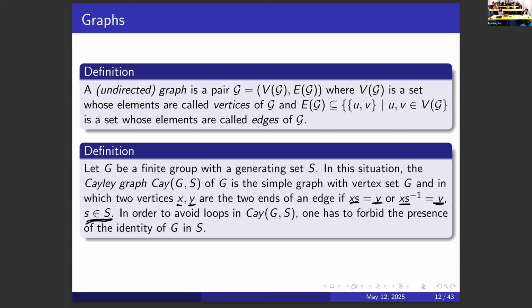And so here I wrote, if you have two vertices, X and Y, then you only have an edge if X times S gives you Y, where S comes from the generating set. That's the only time you have an edge. Or if X times S inverse gives you Y, then you also have an edge. In order to avoid loops, we have to forbid the identity element from being in S.